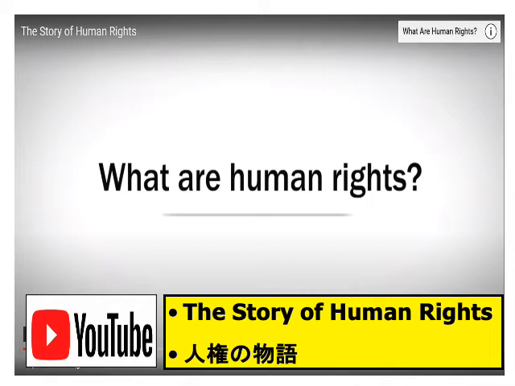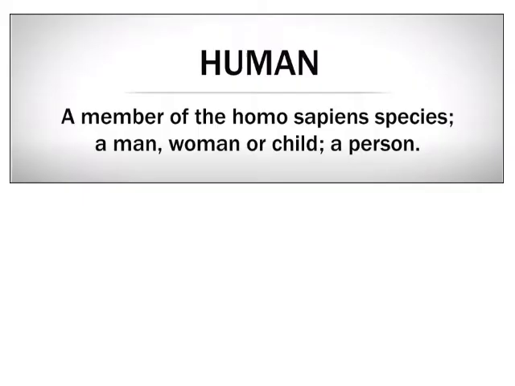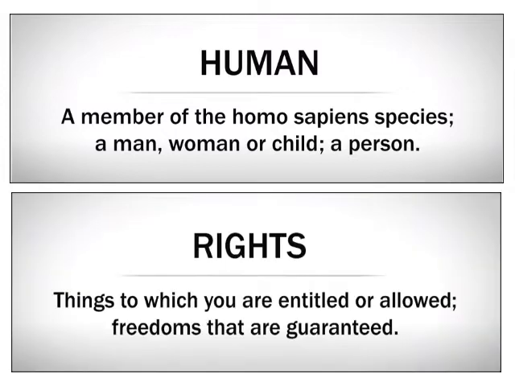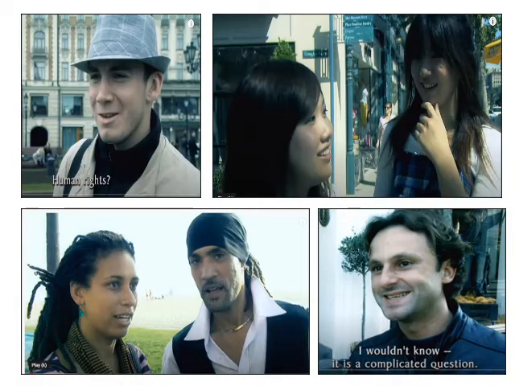The video itself starts off as follows. What are human rights, it asks. And then, very basic. Human rights means human, a member of the Homo sapiens species, a man, woman, or child, or person. And rights means things to which you are entitled or allowed, freedoms that are guaranteed. Very basic definition. What are human rights? Human and rights. The video then goes out onto the street to interview people.